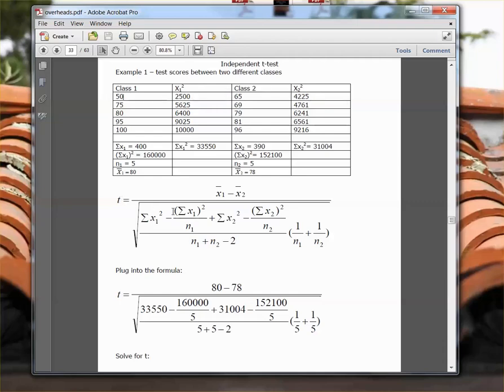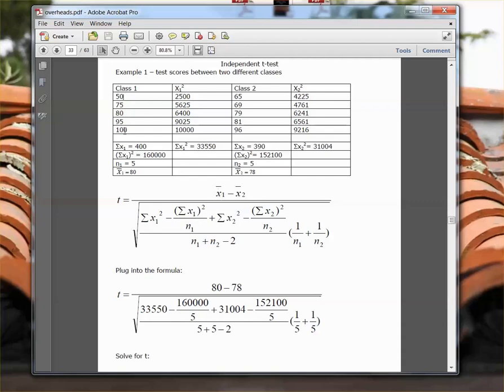So here's our t formula. Okay, so let's look at the quantities. It's really big at first, but it's really not that big a deal. It's made up of things that you've seen before. This is the mean of, and the sub 1 here means the mean of the first group. The sub 2 here means the mean of the second group. So we're going to need a mean for both groups.